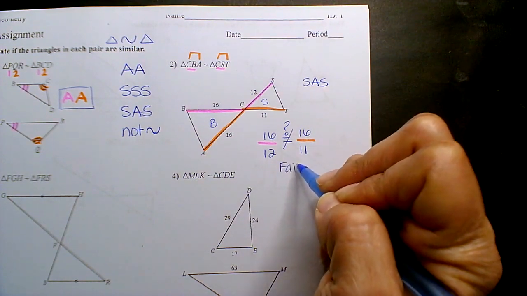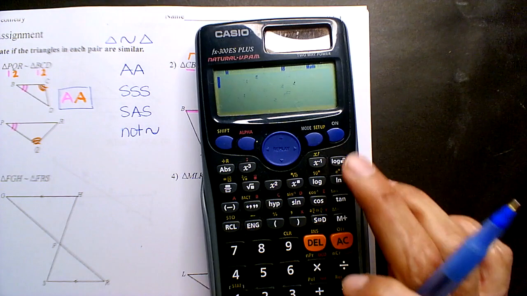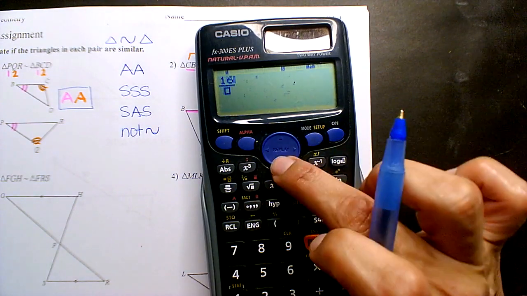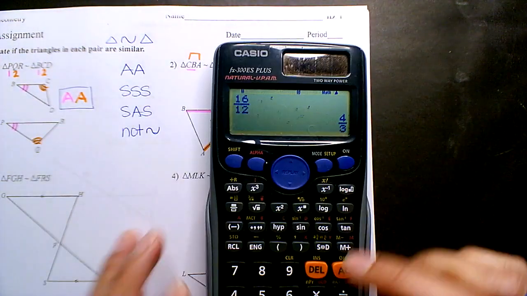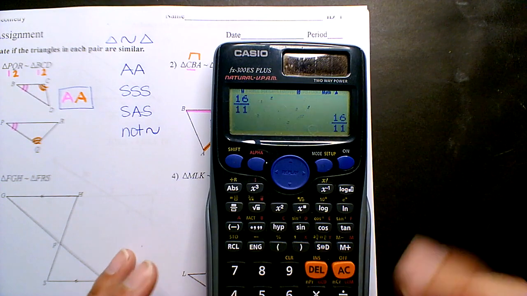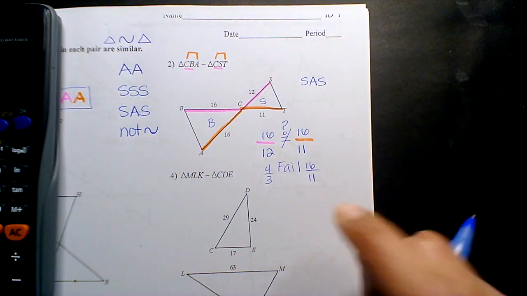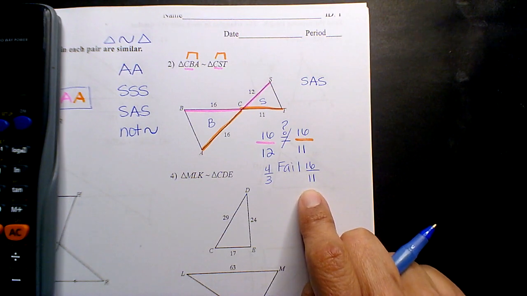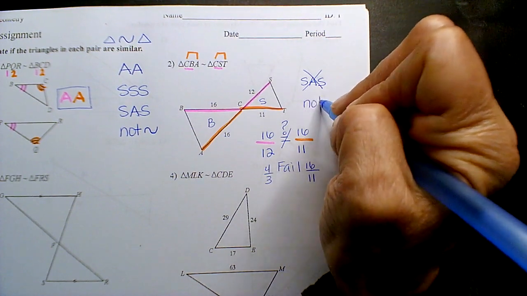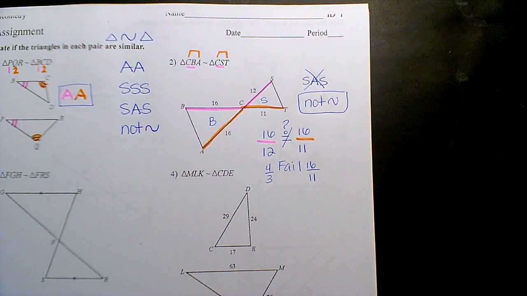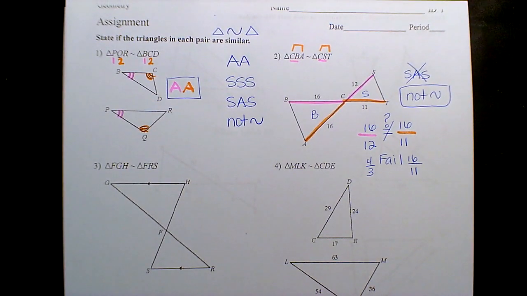It's a fail, because 16 over 12 is 4/3, and 16/11 is, well, 16/11. Those fractions are different. They're not the same reduced fraction. Because of that, it's a fail, and so it's not similar. So to prove similarity, you have to prove the S's. They're no longer tick marks. You have to prove the ratio, so they're going to be numbers.